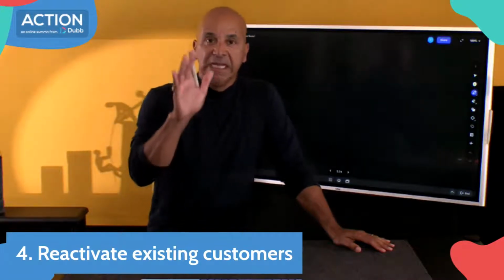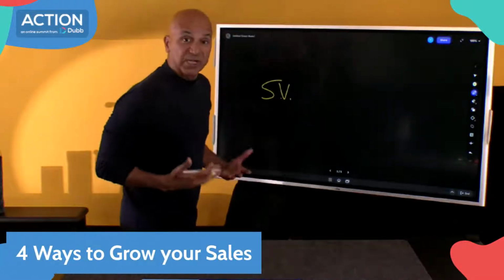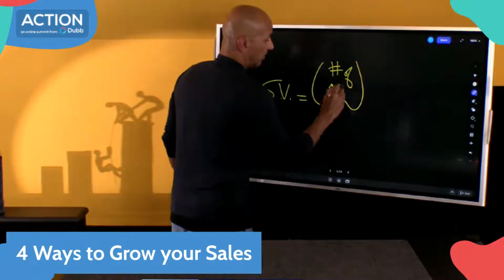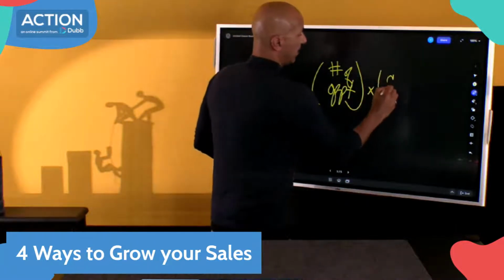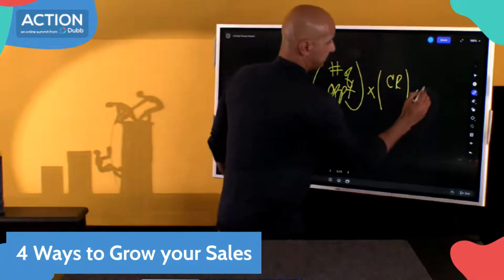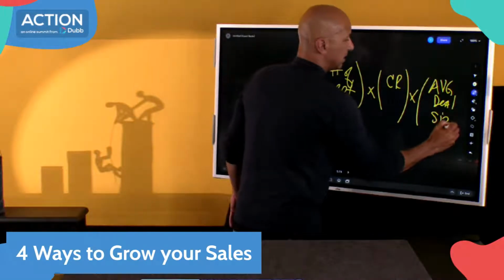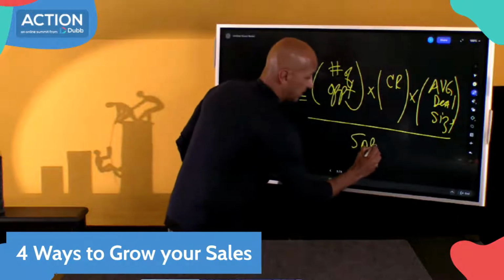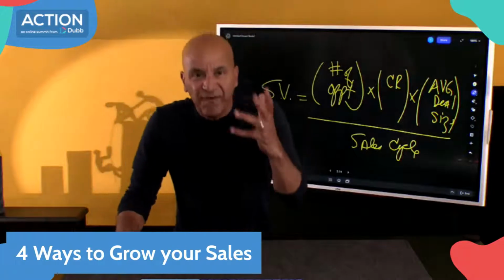You can find it. There's a sales velocity equation that goes like this. Here is the sales velocity equation. You take the number of opportunities, which is really your pipeline. You multiply by your closing rate, your conversion rate. You then multiply that by your average deal size divided by your sales cycle. That will give you your velocity, how fast you're selling.